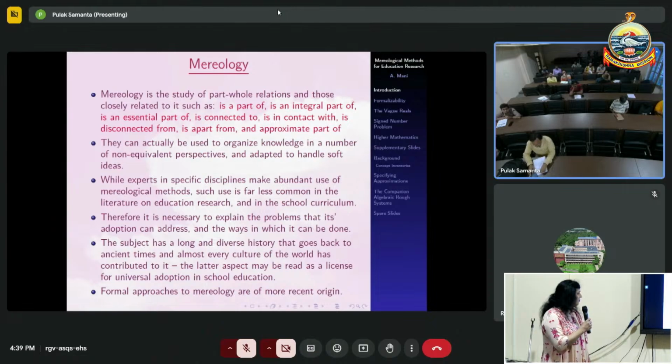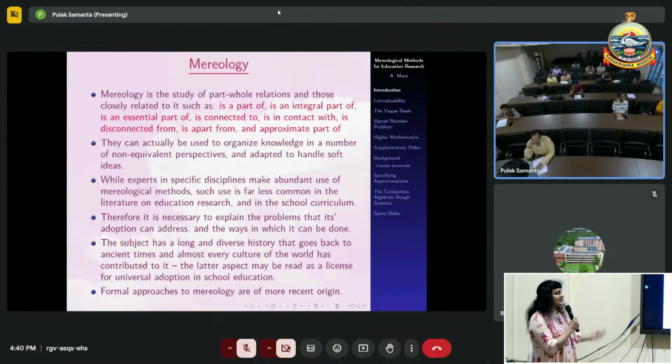While it is used heavily in higher research, it's hardly used in school situations or even in school science in a proper and structured manner. So that's why I've been considering applications of mereology to education research. It's necessary to explain the problems that its adoption can address and the ways it can be done.